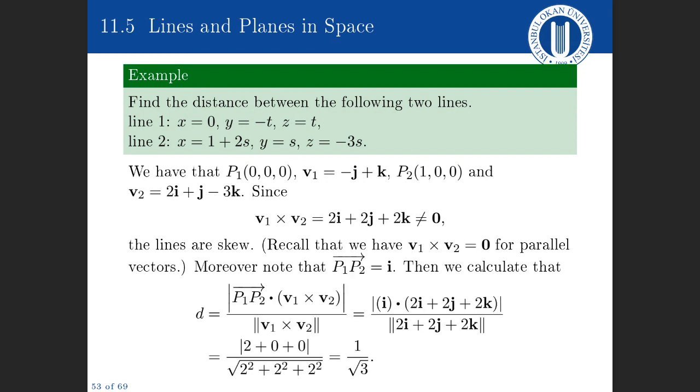Once we know that, we know which formula to use. The distance that we're asked to calculate is the absolute value of P1P2 dot V1 cross V2 divided by the norm of V1 cross V2. I'm going to skip the details here. I will leave it for you to check my calculations. Please check that I haven't made a mistake here, and check that the distance between these two lines is 1 divided by the square root of 3.